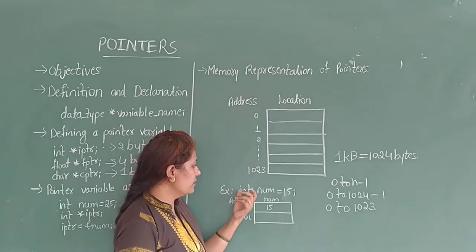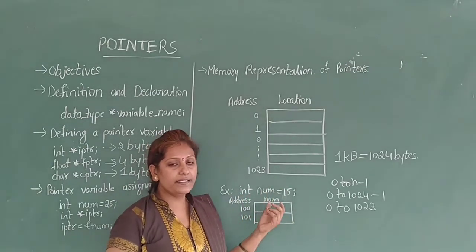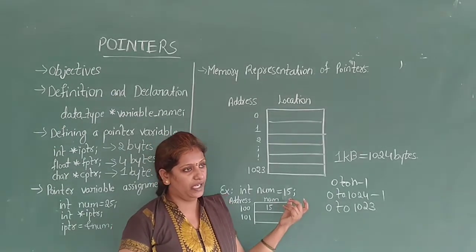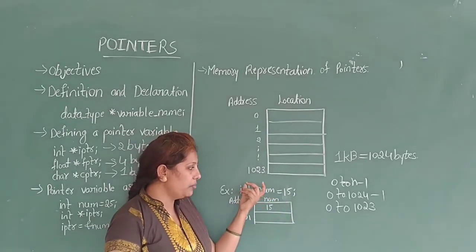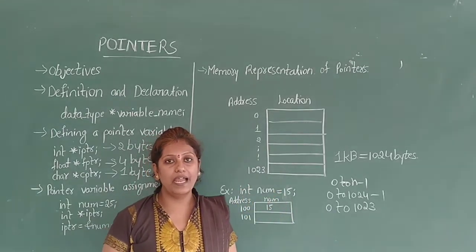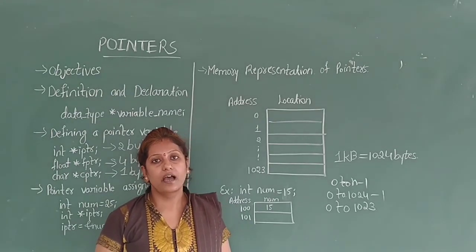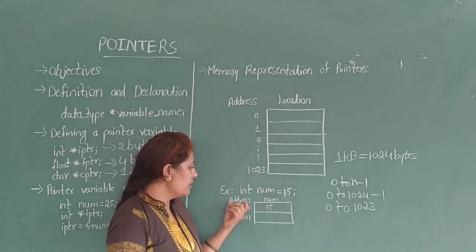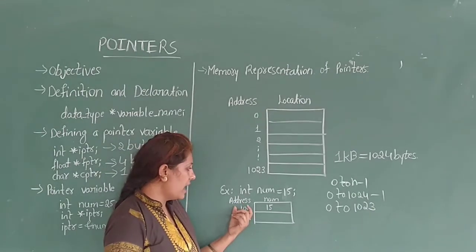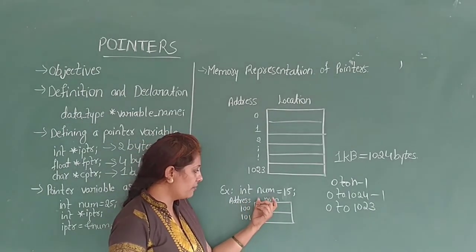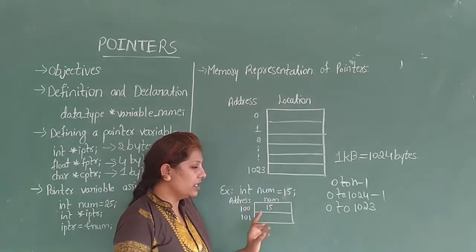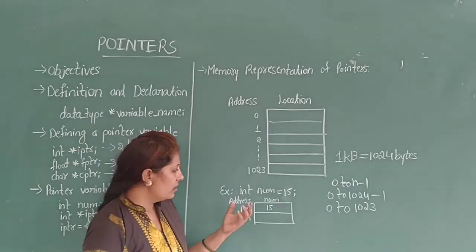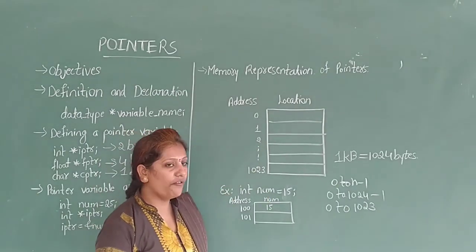For example, int num = 15. num is a variable which is declared with the data type integer and it is initialized with the value 15. Then, when this statement is executed by the compiler, the compiler creates a memory space for variable num with memory address 100. And in this location of variable num, the value 15 is stored. Okay, this is a memory representation of pointers.